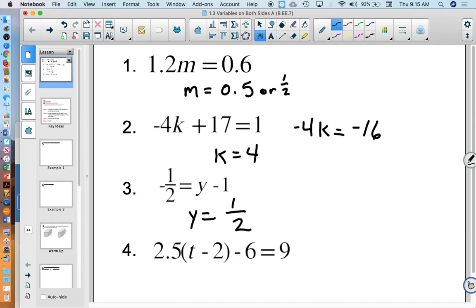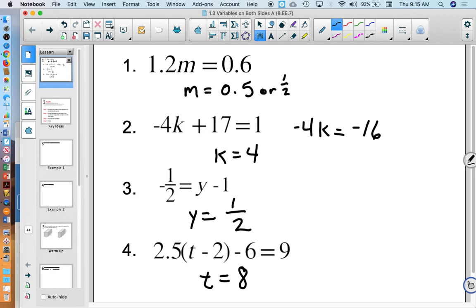We're pretty good there. And then finally, on number 4, what do you get when you solve for number 4? What'd you get, Kennedy? T equals 8. Correct. This is exactly what we were doing today.